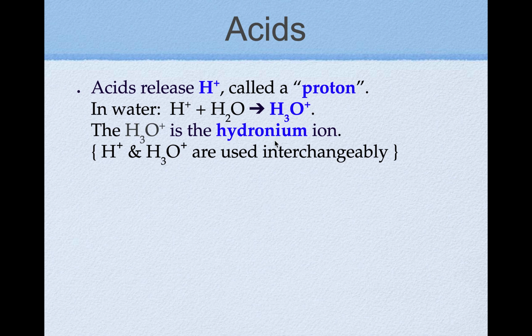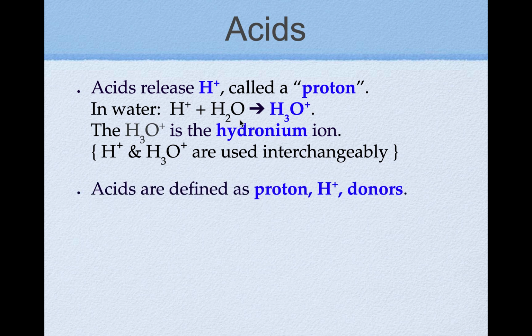So we have an acid and we have a base. The acid is a proton donor, and the H plus is a proton because H has an electron and a proton and no neutrons. By removing the electron to make a positive charge, we're left with a proton. So that's the term proton.